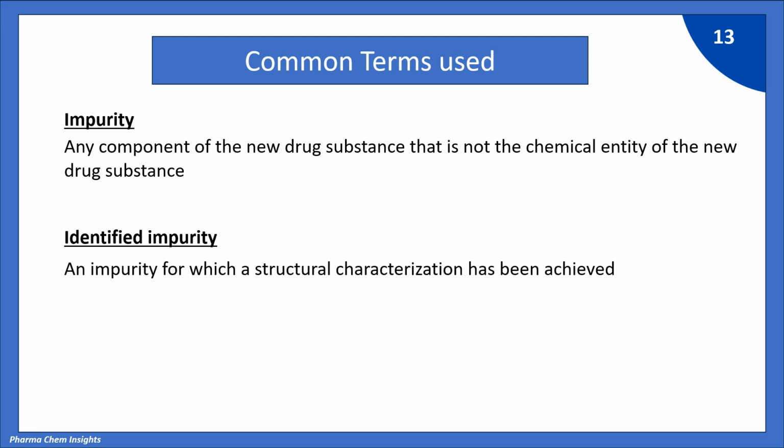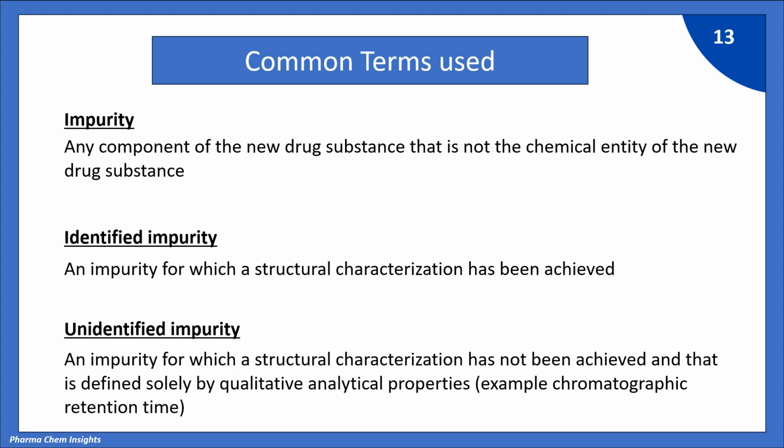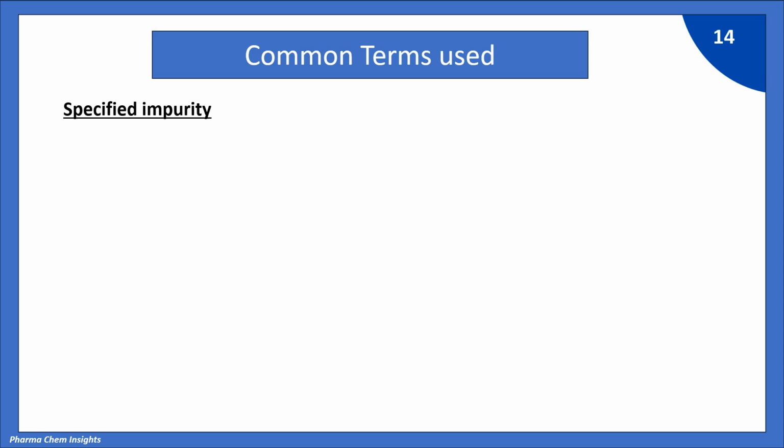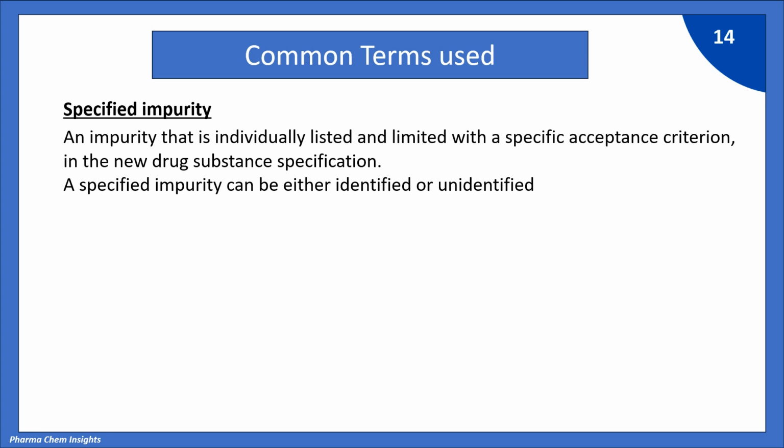An impurity for which a structural characterization has been achieved is called an identified impurity. Unidentified impurity. An impurity for which a structural characterization has not been achieved and that is defined solely by qualitative analytical properties, example chromatographic retention time, that is RRT. Specified impurity. An impurity that is individually listed and limited with a specific acceptance criterion in the new drug substance specification. A specified impurity can be either identified or unidentified.